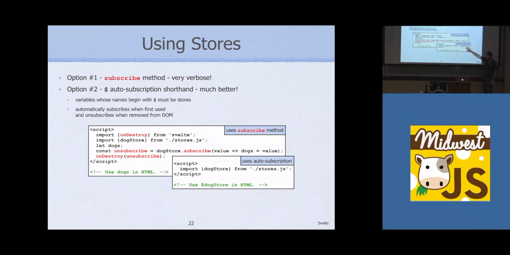So it's not a ton of work, but it's way more than what you see here. If you do it this way and just pull it in, as long as you refer to your store with $dogStore, the first time you do that, it will automatically subscribe you.